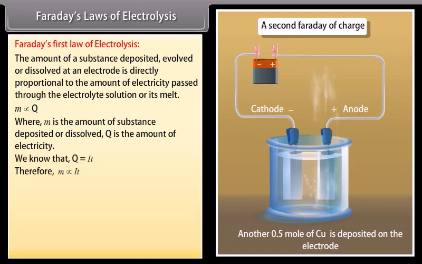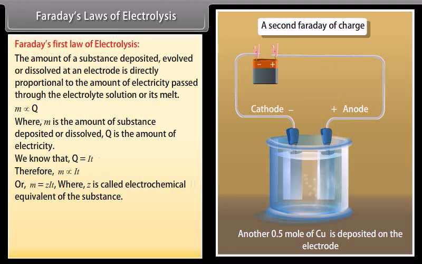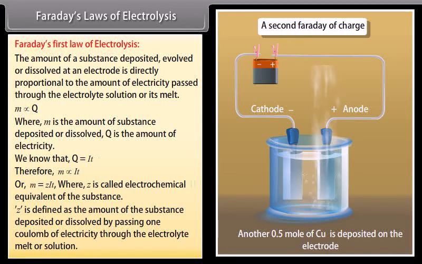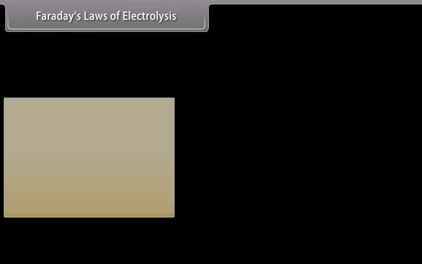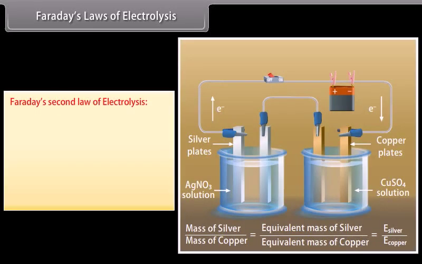We know that Q is equal to It. Therefore, M is directly proportional to It. It can be written as M is equal to ZIt, where Z is called the electrochemical equivalent of the substance. Z is defined as the amount of the substance deposited or dissolved by passing 1 coulomb of electricity through the electrolyte melt or solution. Faraday's second law of electrolysis.